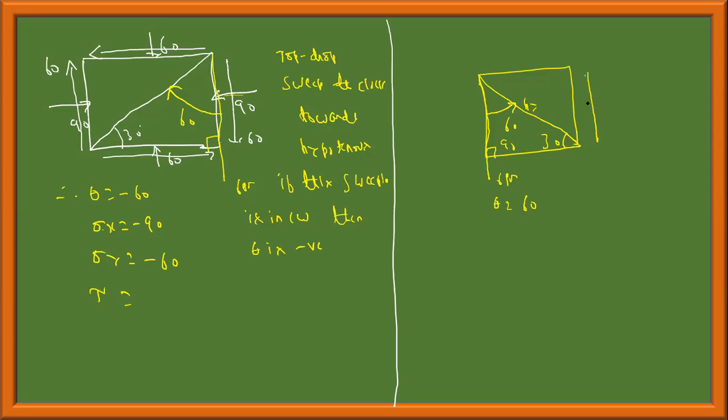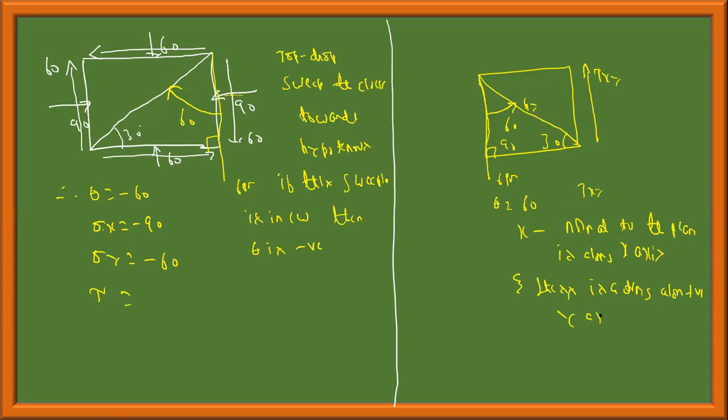If I write tau xy, it means the normal to the plane is in the x direction. Tau xy in the sense normal to the plane: x indicates normal to the plane. Normal to the plane is along the x-axis, and stress is acting along the positive y-axis.